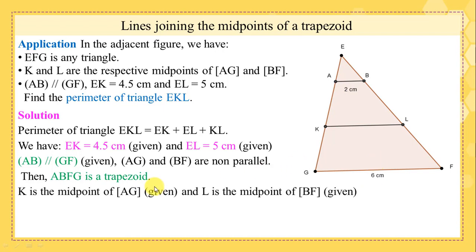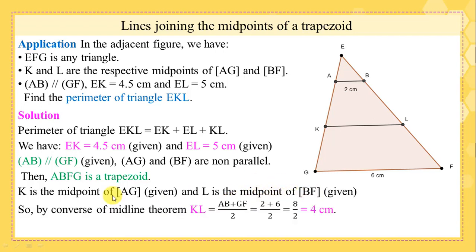So now we have K is the midpoint of AG by given, also L is the midpoint of BF by given. So by converse of midline theorem, KL is equal to AB plus GF over 2, which is equal to 2 plus 6 over 2. We have GF is equal to 6 centimeter and AB is equal to 2 centimeter by given, then it is equal to 8 over 2, 4 centimeter. Therefore, the perimeter of triangle EKL is equal to 4.5 plus 5 plus 4, which is equal to 13.5 centimeter.